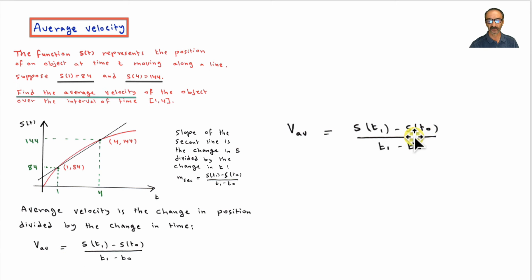I carried it to the right side right here, as you could see, to focus on the calculations. That's what I have, and simple calculations will give me 20. Now this is called average velocity.